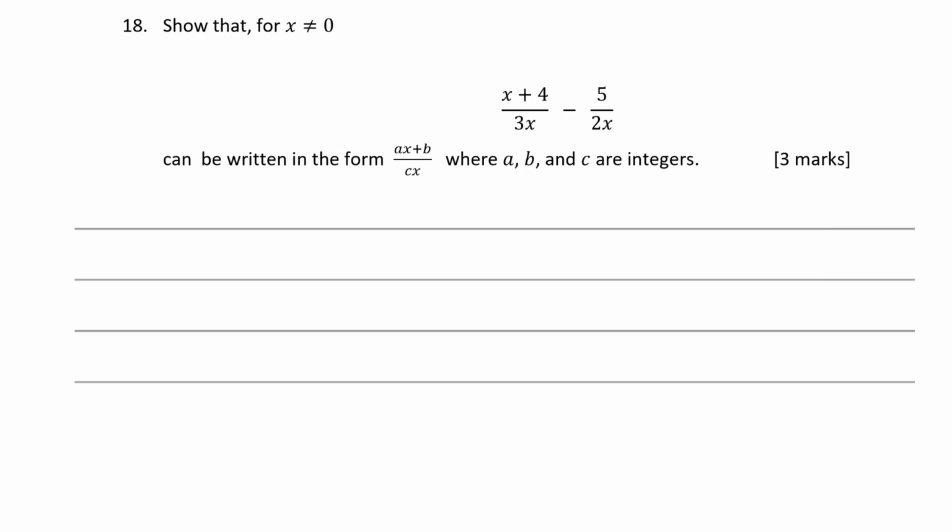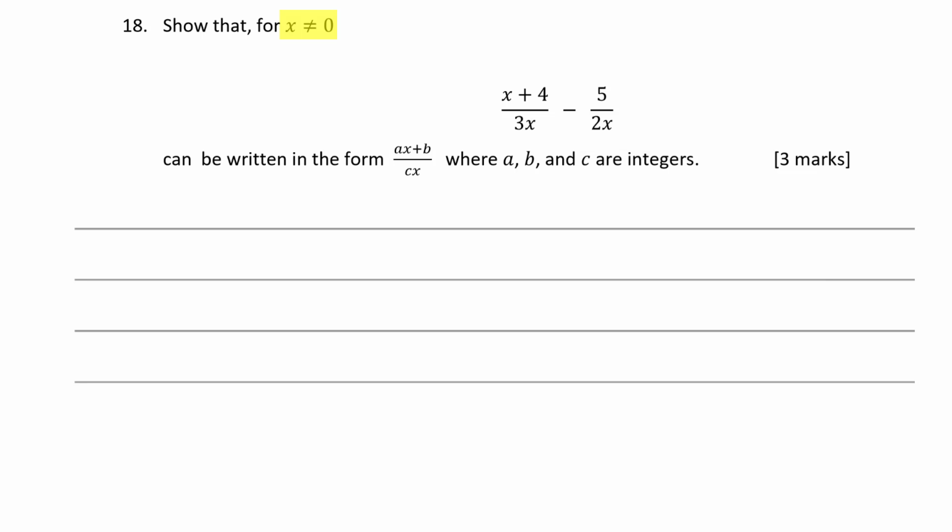Question 18. Show that for x not equal to 0, x plus 4 divided by 3x minus 5 over 2x can be written in the form ax plus b over cx, where a, b, c are integers. Now don't worry too much about this bit. They have to put that in there, otherwise you're going to get division by 0. Because I've got x plus 4 divided by 3 lots of 0, which is undefined. So that is just excluding that as a possible solution.